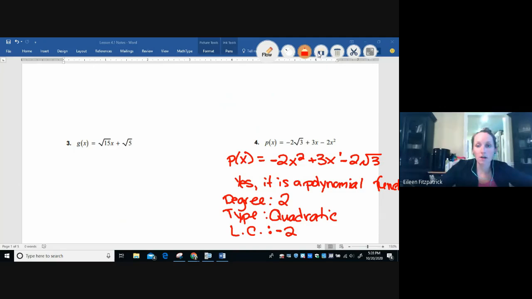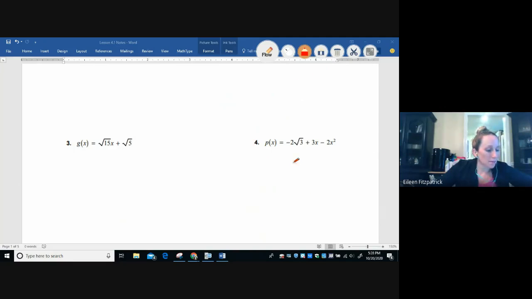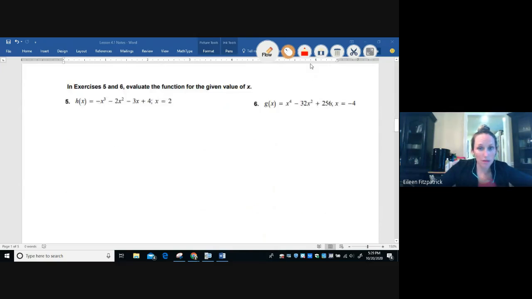Okay. All right. The next set of problems, I bet that you know how to do without me even showing you how to do them. So think about the directions and think, if I wasn't here to help you, what would you do? It says evaluate the function for the given value of x. H of x equals -x cubed minus 2x squared minus 3x plus 4, and x equals 2. So what would you do to evaluate this function when x is equal to 2? You're just going to plug 2 in for each x that you see and simplify, okay?